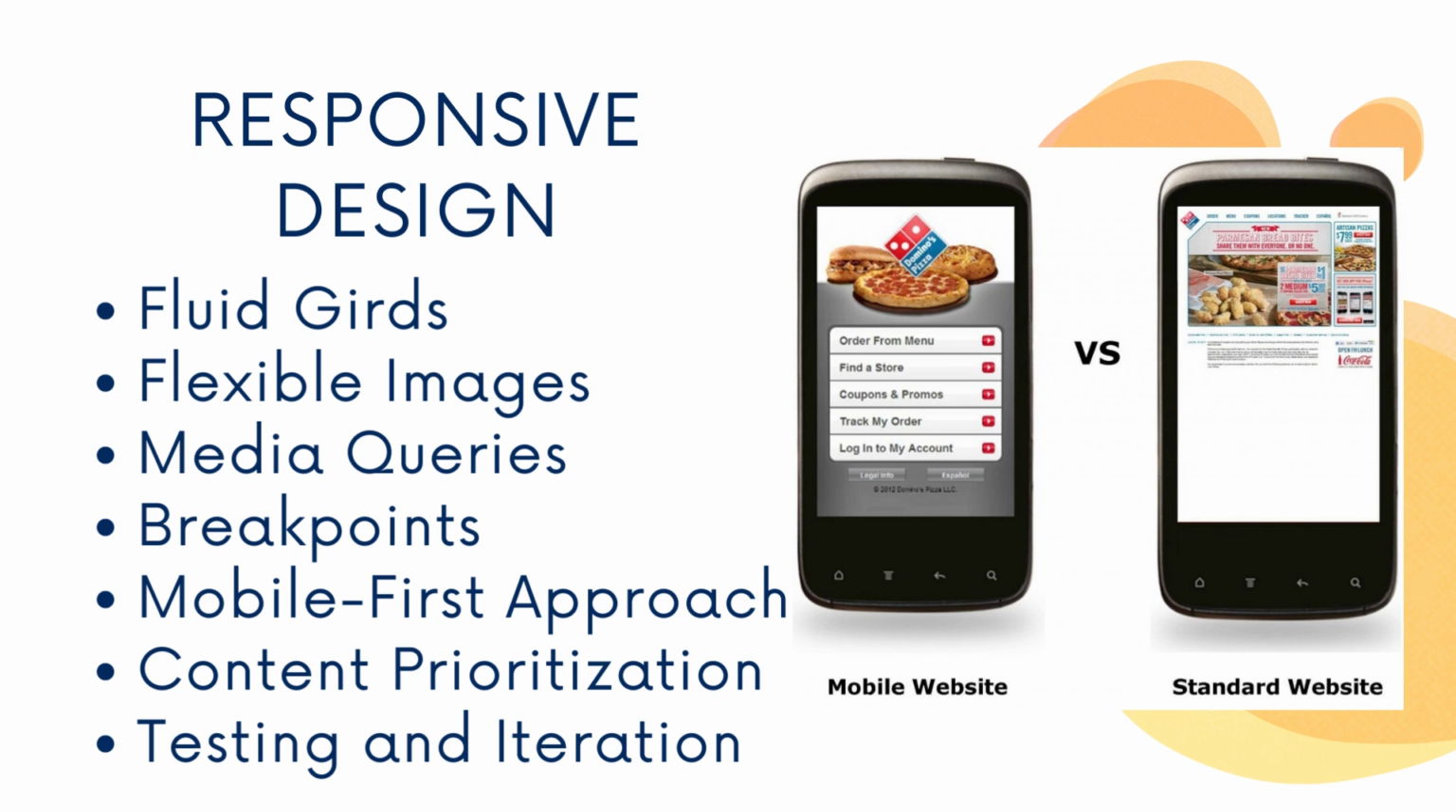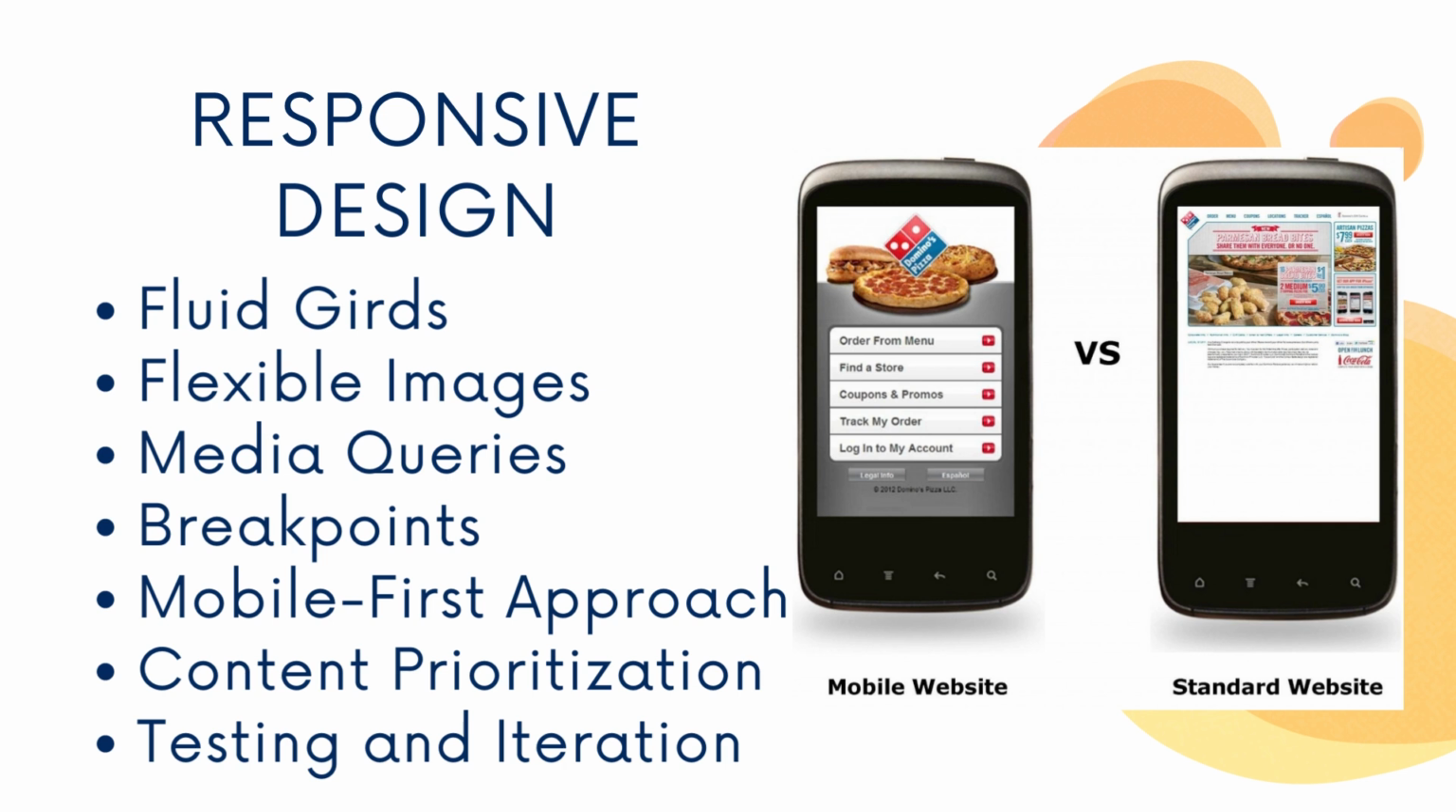Instead of using fixed pixel-based layouts, responsive design utilizes fluid grids that automatically adjust and adapt to the screen size. Images should be scalable and flexible to fit within different screen sizes. This can be achieved by using CSS techniques, such as setting the maximum width of images to 100% or using the max-width property. Media queries are CSS rules that allow you to apply different styles based on the characteristics of the device or viewport.